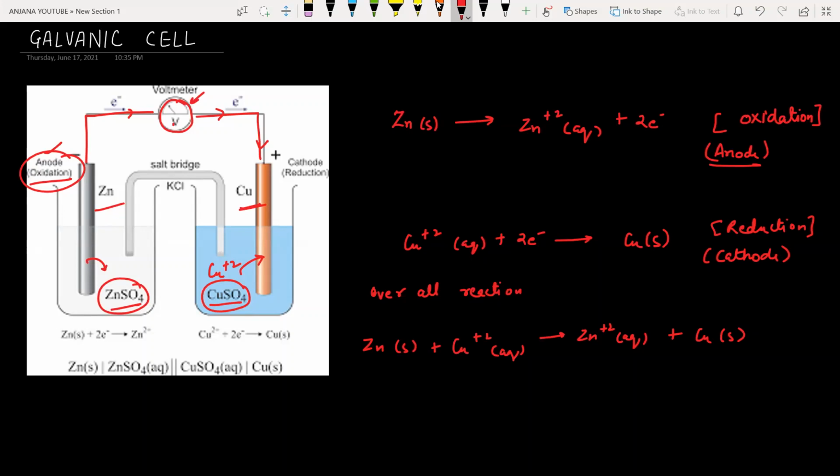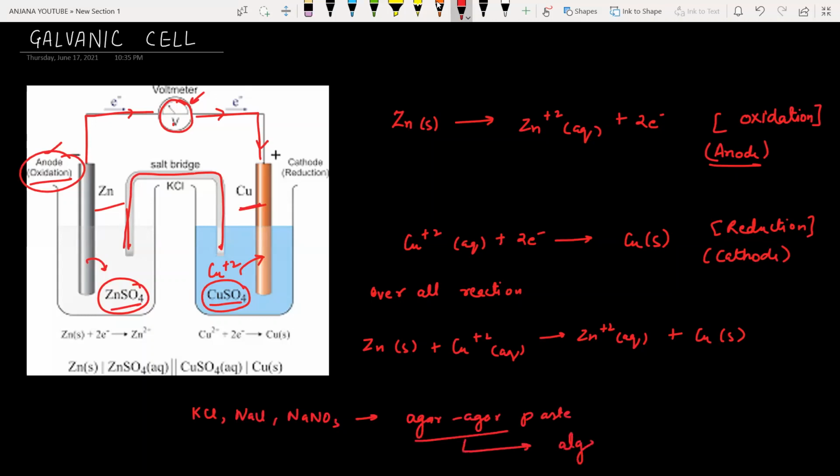What is a salt bridge? A salt bridge is an inverted U tube like this, and this contains a salt. And we don't directly put the salt in it. We first mix it with an agar-agar paste. The salt we are using here is KCl. You can also use NaCl. You can also use NaNO3, depending upon which is more suitable. Now we mix it with agar-agar paste, a gelatin-like substance which we obtain from algae.